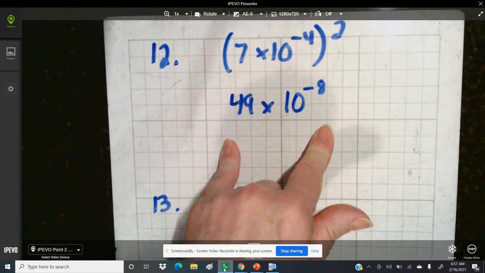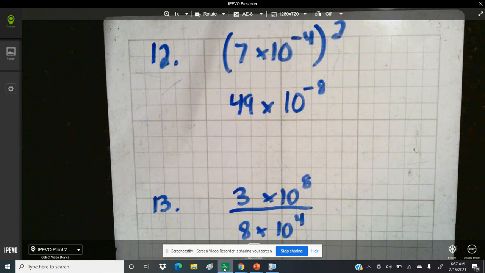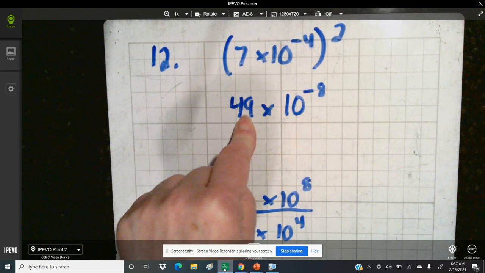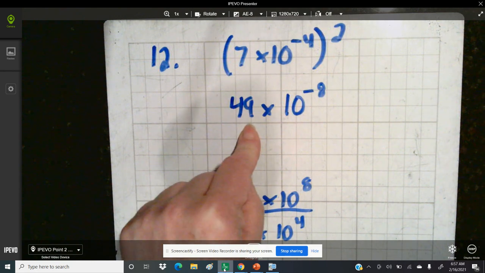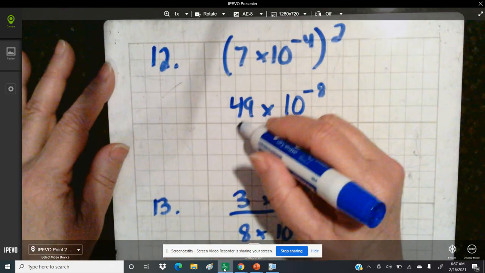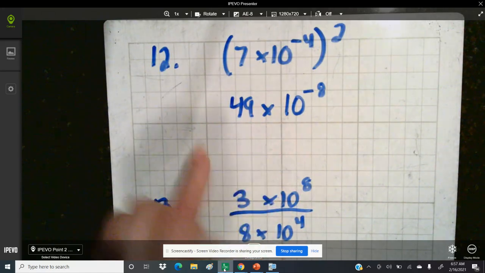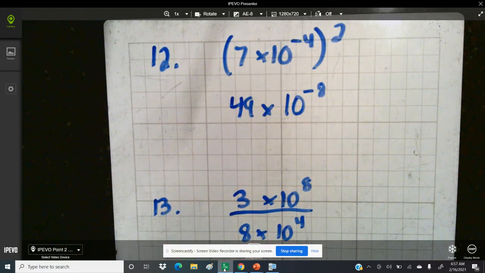Well, this is great, except this is not in scientific notation. If you remember, scientific notation always has the decimal after the first whole number. So the decimal would have to go here. So basically, I'm taking 49 and I'm making it a smaller number. I'm making it 4.9.